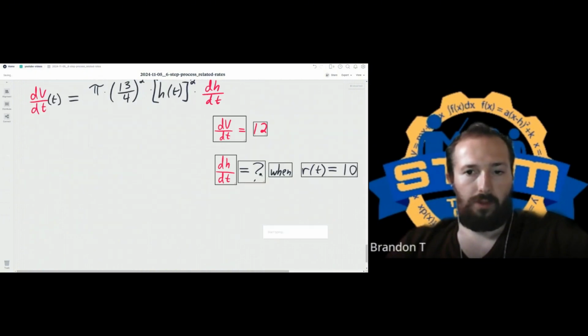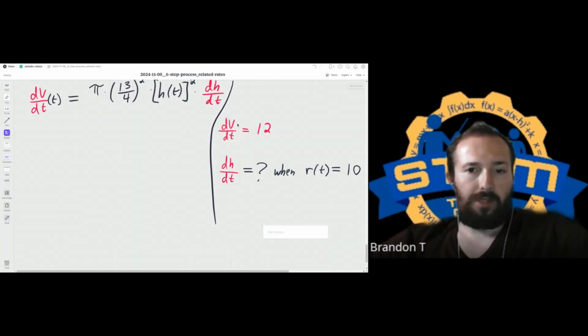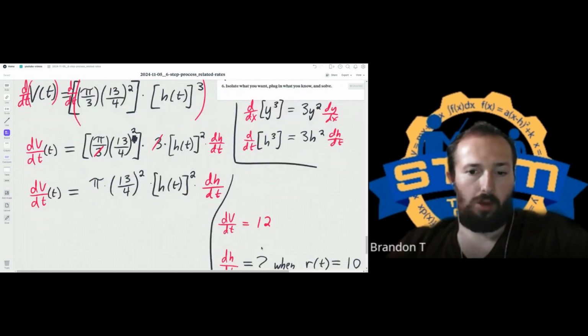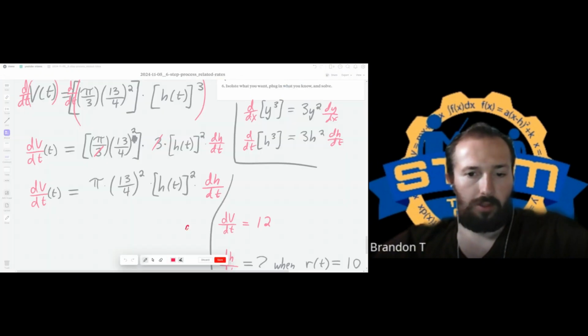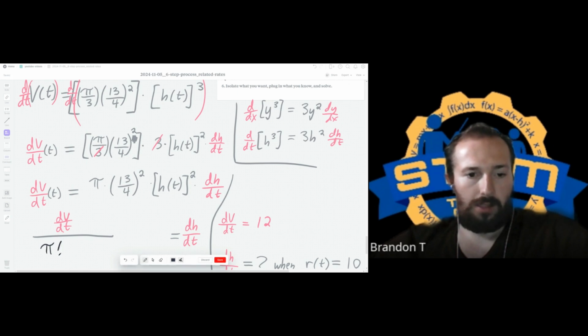So this is all the stuff that we know. I'll pull this over to the side here. We're trying to solve for dh/dt. So for step 6, isolate what you want, plug in what you know, and solve. We're trying to isolate dh/dt, so we want to algebraically get that by itself. I'll leave dh/dt by itself over here, and then equals dV/dt, and then I'm going to divide everything on that side by pi times 13 over 4 squared.